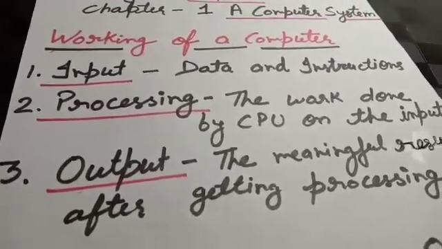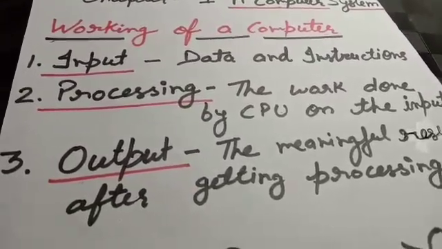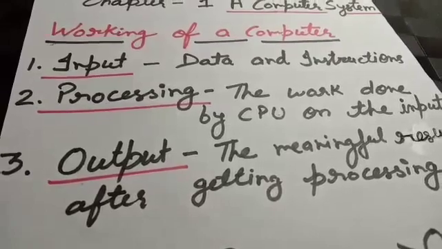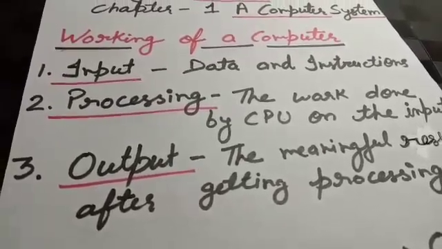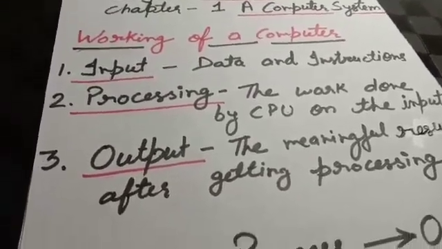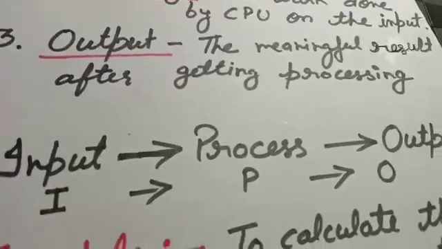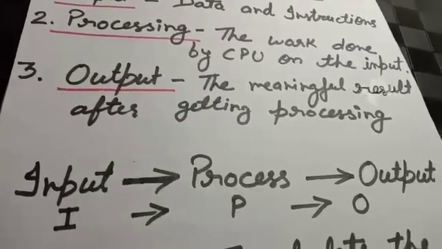Now children, the working of a computer is divided into three phases: input, processing, output. This is called the IPO cycle. I for input, P for process and O for output. Let's see: input I, process P, output O. This is called the IPO cycle.